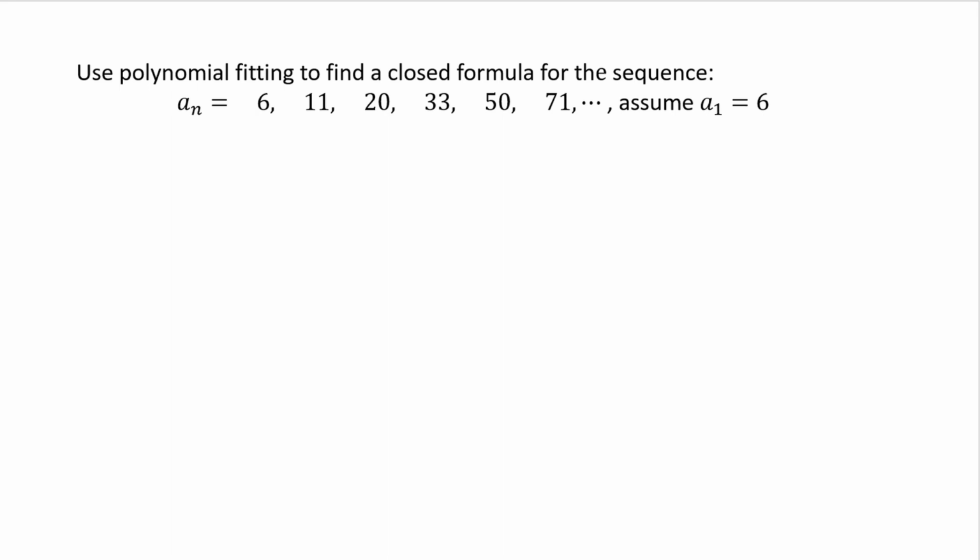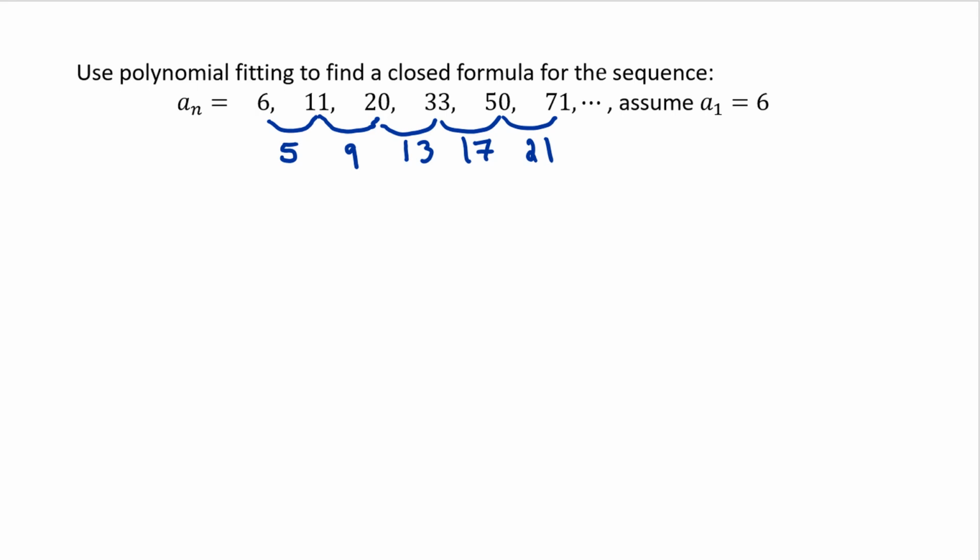Let's begin this polynomial fitting problem by looking at the gaps between each of the terms. Between 6 and 11 is a gap of 5, or an increase of 5. From 11 to 20, the difference is 9. From 20 to 33, that gap is 13. From 33 to 50, that gap is 17. And between 50 and 71, the gap is 21.